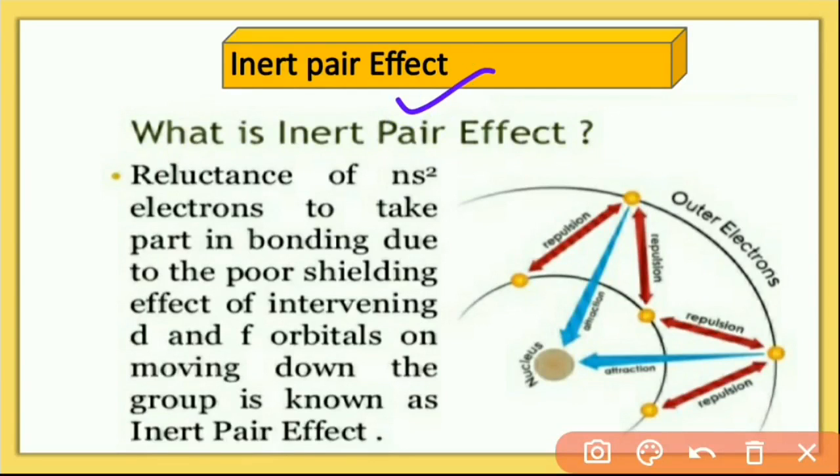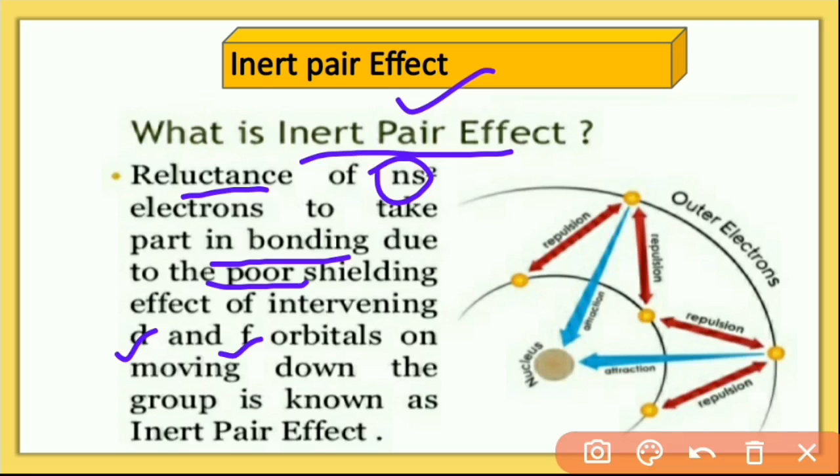Inert pair effect. So what is the inert pair effect? It is the reluctance of ns2 electrons to take part in bonding due to poor shielding effect. Poor shielding effect arises due to the presence of filled d and f orbitals, and when we move down the group, the participation of ns2 electrons is restricted, and this phenomenon is called inert pair effect.